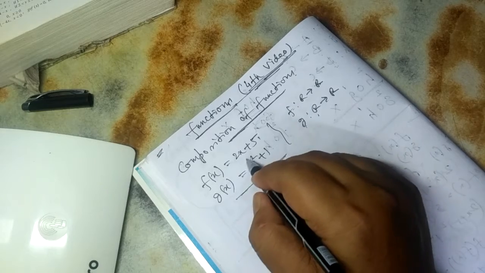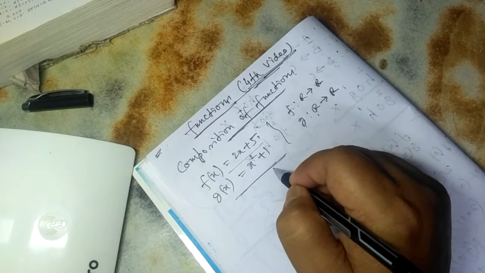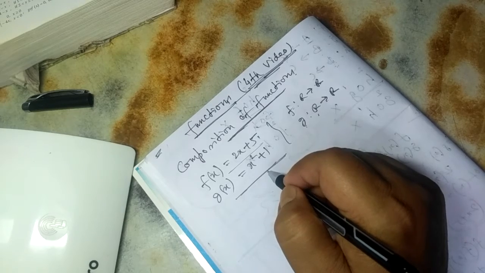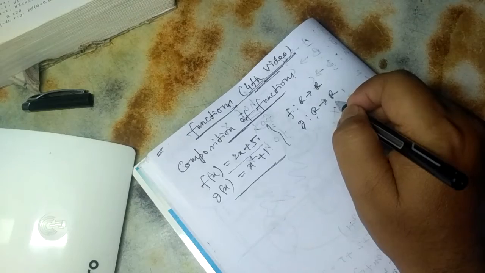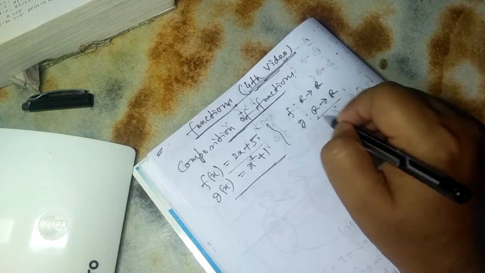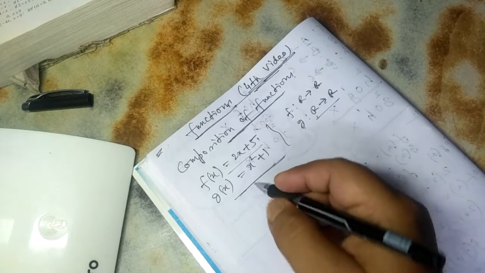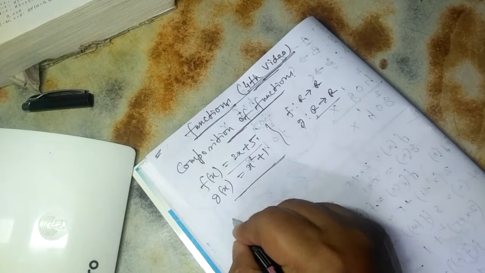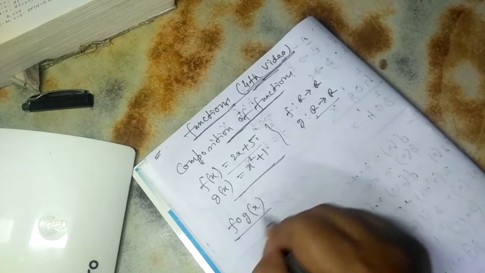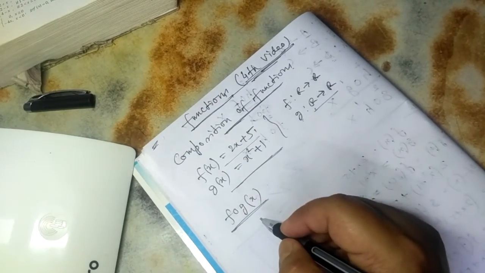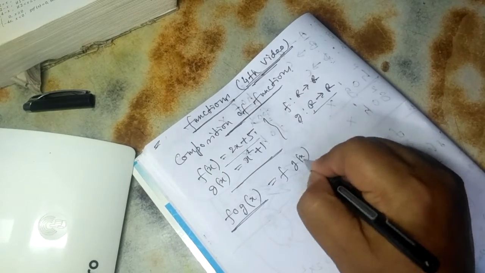Let us say f(x) is a function, f(x) equals 2x plus 5, and g(x) is another function, g(x) equals x square plus 1. f is a function from R to R, and g is also a function from R to R. That is, both are real functions. Now I am trying to find the value of f o g (x). f o g (x) means f of g(x).